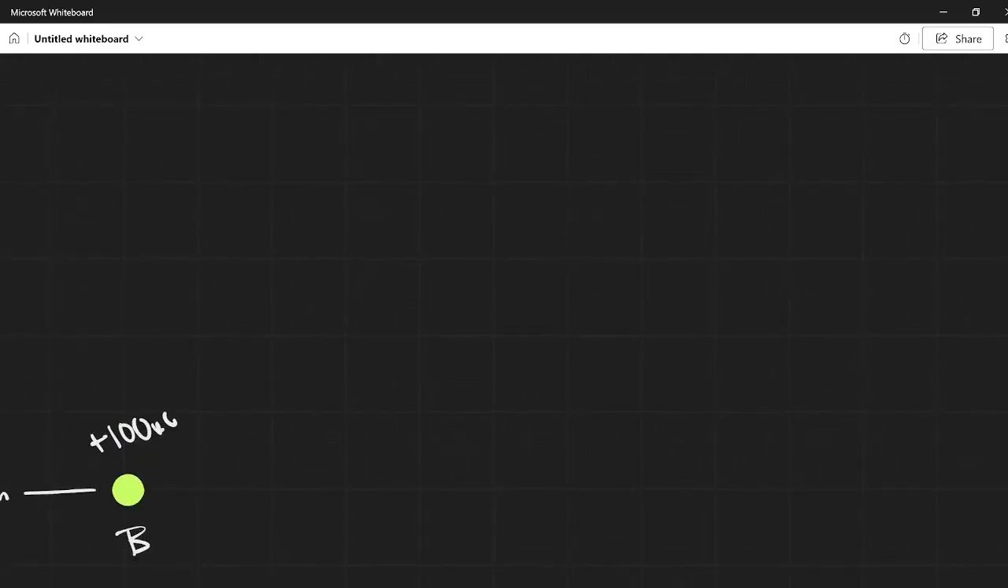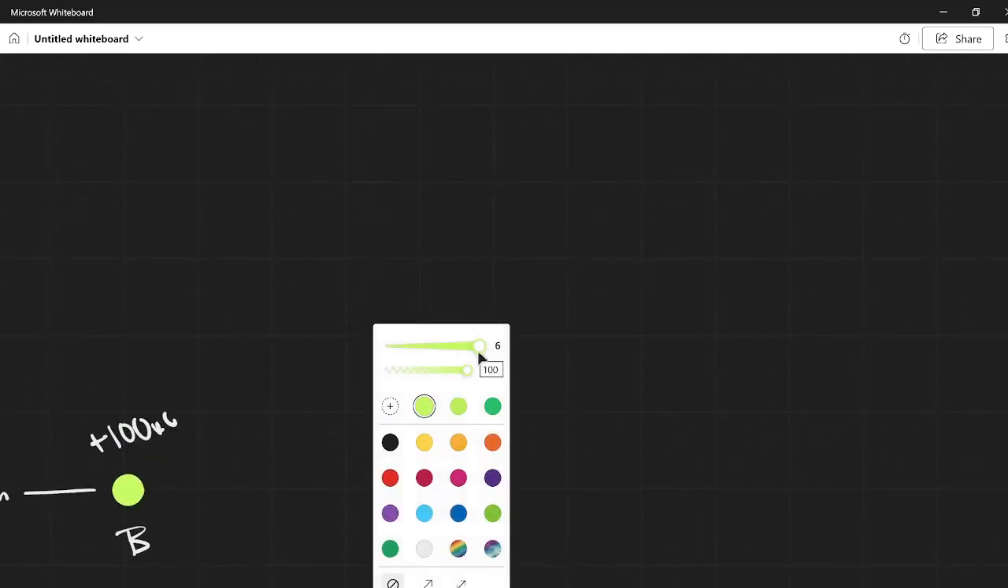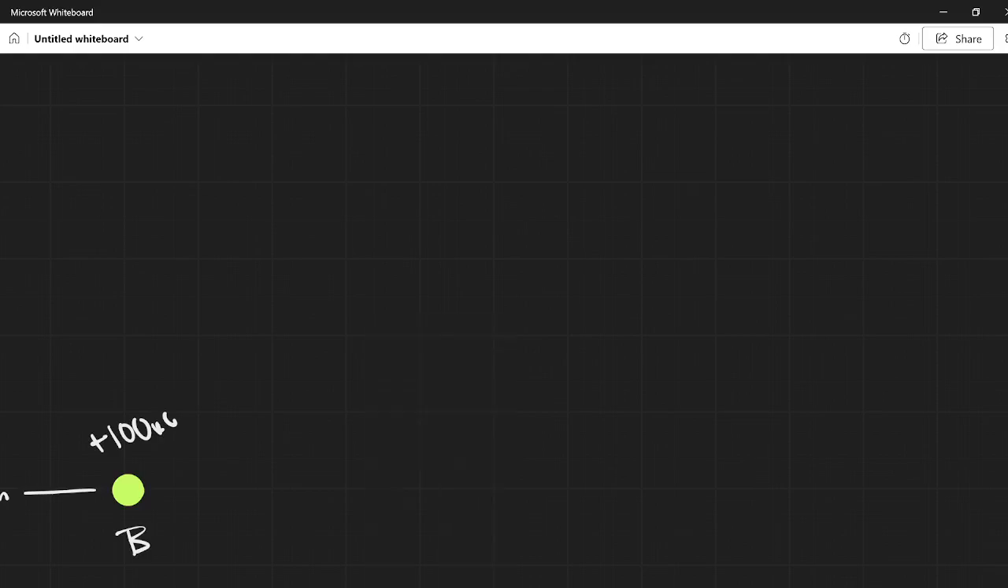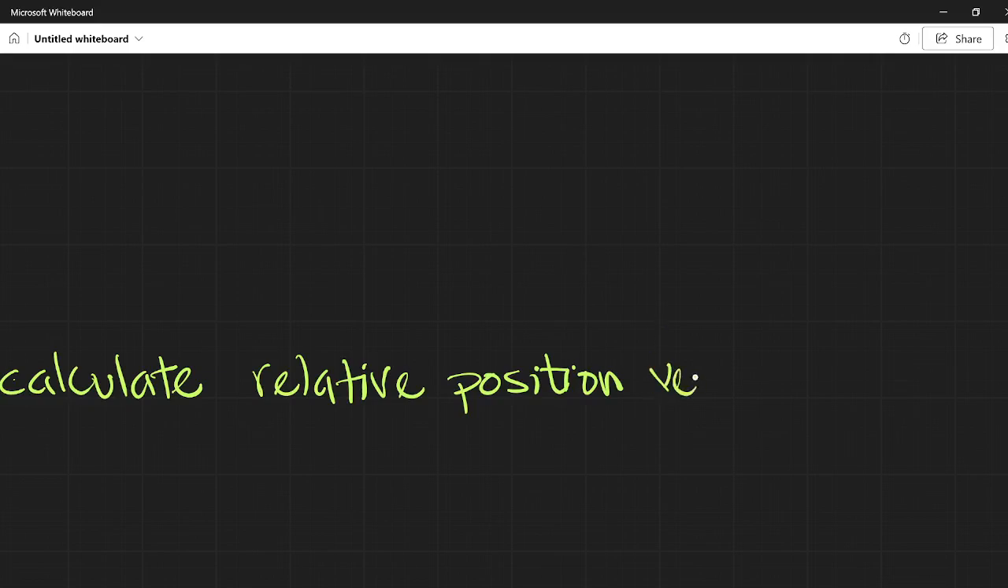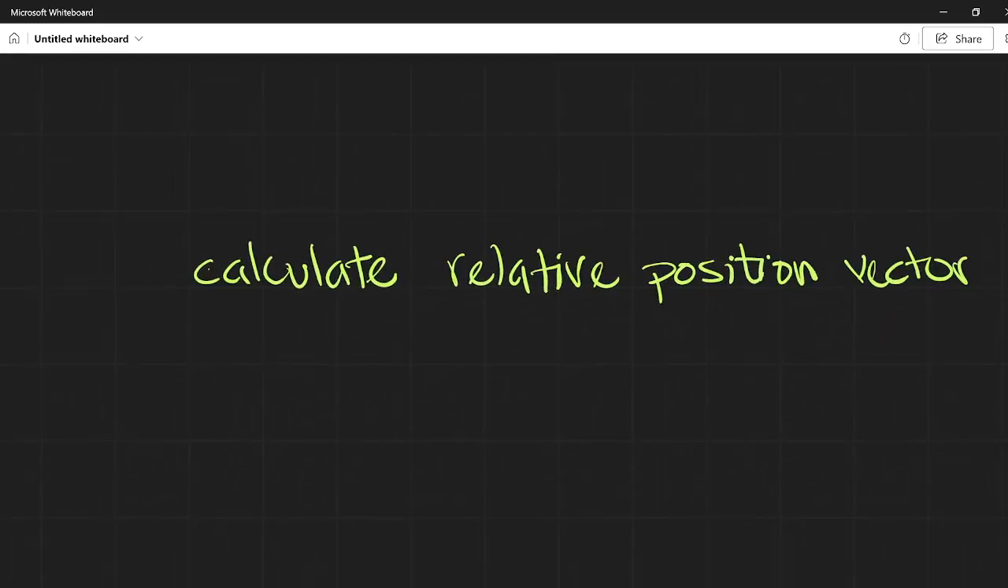I'll label my section here, and we'll say that we're going to calculate relative position vectors, right? The distance between these particles is important. And remember I said at the beginning of the video, the geometrical configuration is very important. This is why. Vectors.